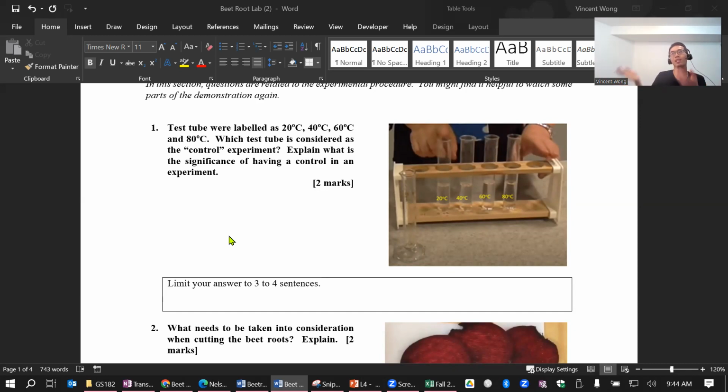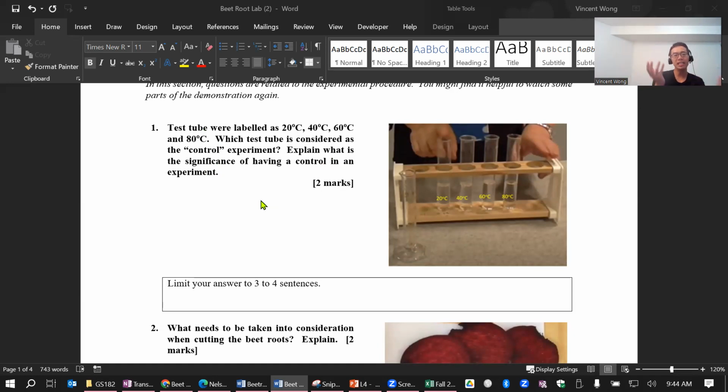The reason is they did not watch the video. They just Google the answer. So don't Google the answer. Watch the video and find out what the control is. The control is one of these tubes: it's either the 20, the 40, the 60, or the 80. So you have to find out which one is the control. That's 1 mark. The second mark is you have to explain the significance of having a control.